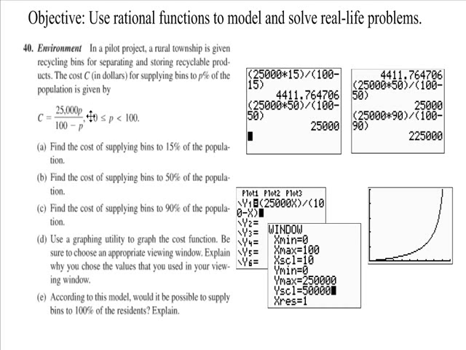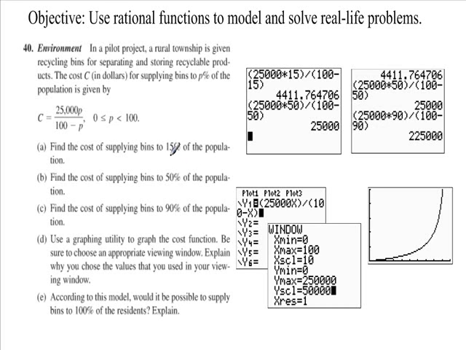Problem 40 deals with an environmental issue about recycling, and it talks about the cost for supplying bins to P% of the population, given by C equals 25,000P divided by 100 minus P, where P is between 0 and 100. So the input is P%, the cost is our output. We're to find the cost of supplying bins to 15% of the population.